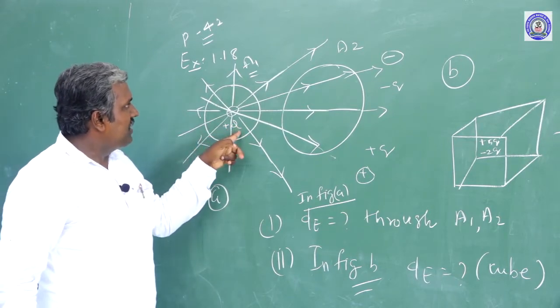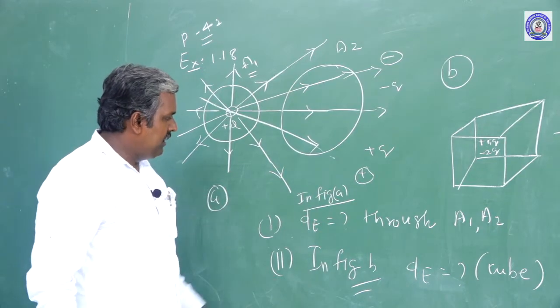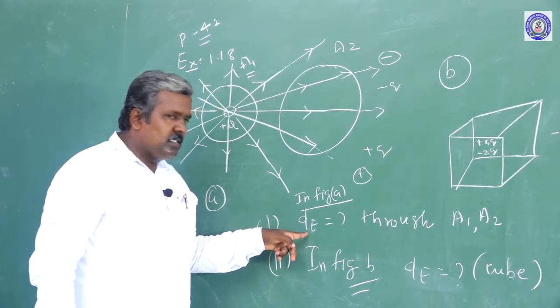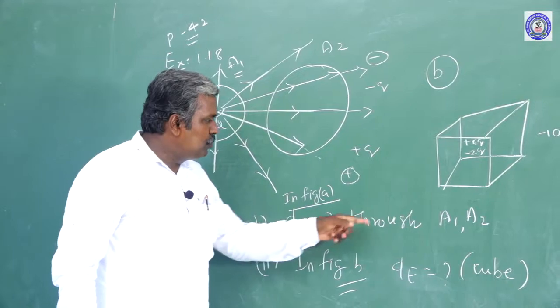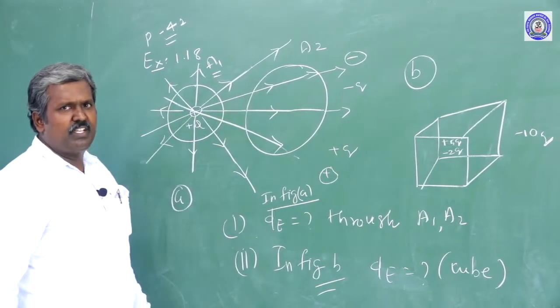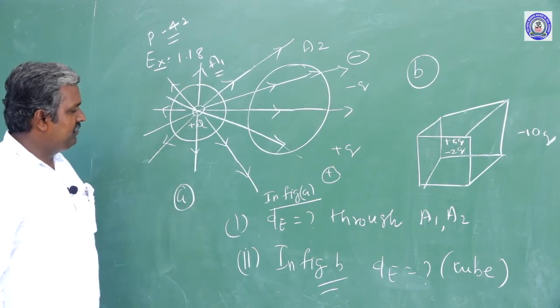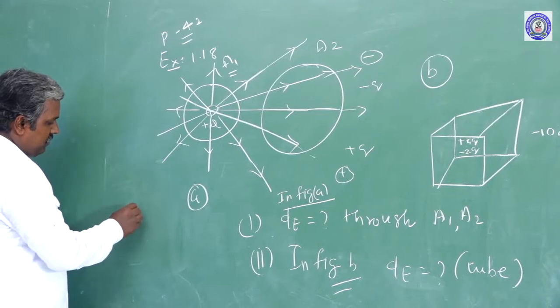Here area 1, that is called closed area 1, closed area 2. In figure A, you must calculate the electric flux through the closed areas A1 and A2. Come on, how will you calculate? First A1, how will you calculate electric flux?